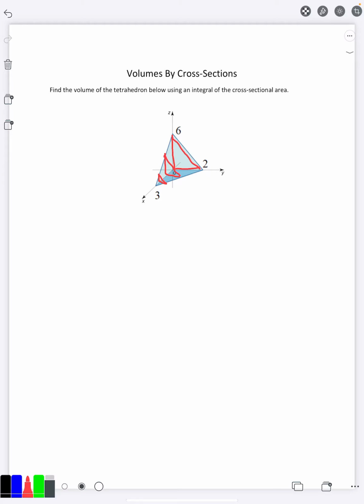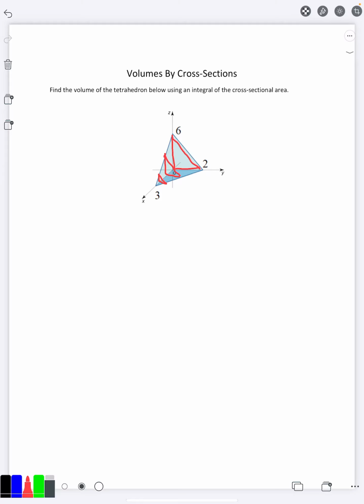We're going to find the area of each one of these pieces, or really what we're going to do is find a formula, a function, that tells us what the area is at different points. Then by integrating that, we get to add up all those little areas, and that will give us the volume of the whole shape.